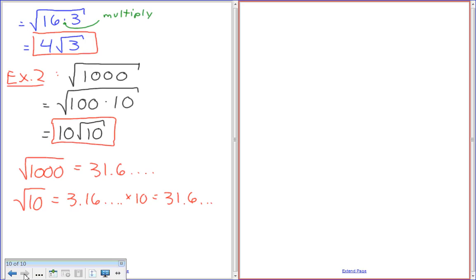Example 3. Keep moving here. I want to keep moving faster. 2 root 50. That's the one I wanted.